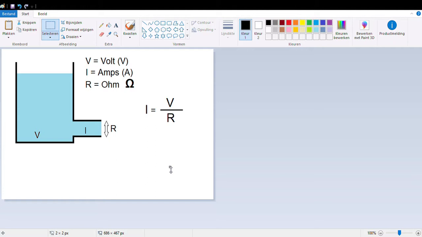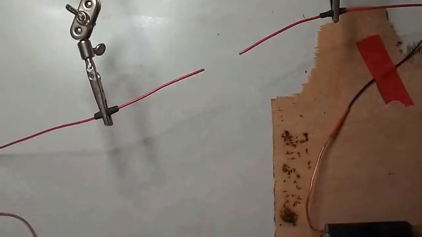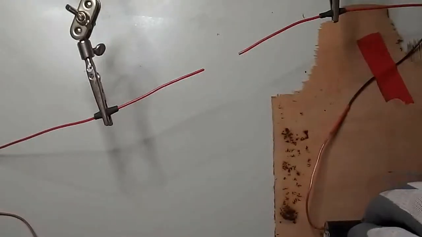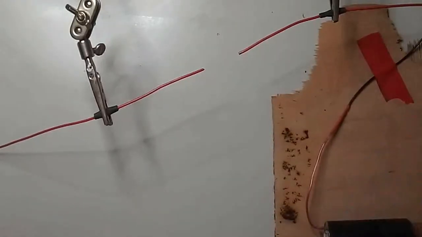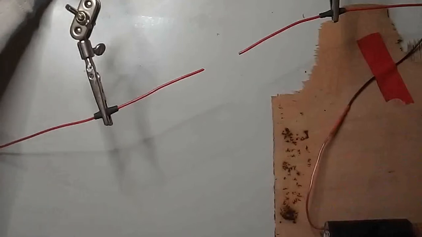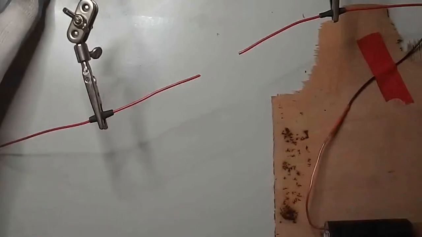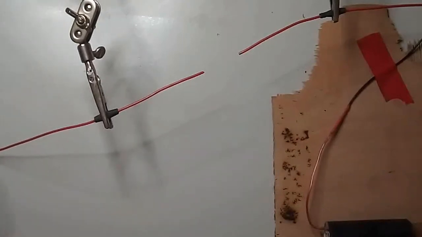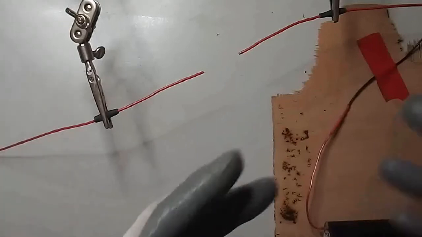So I'm going to demonstrate that in my workshop. I'm going to demonstrate how the current increases through air if you lower the resistance. Now I have a little setup here. And this used to be a taser. And I'm going to show you current. I'm just going to turn it on. And this is about 50,000, 100,000 volts or something.